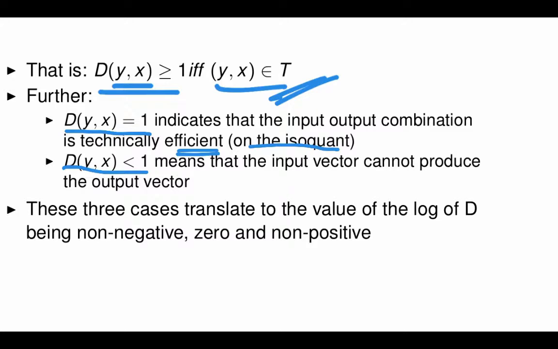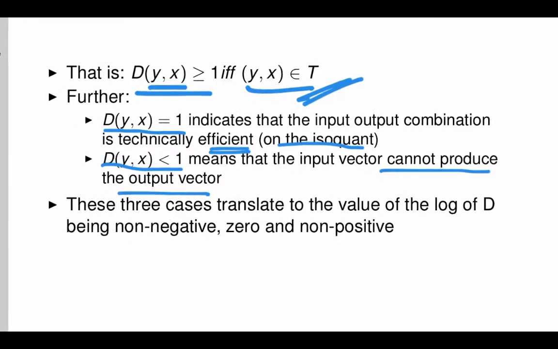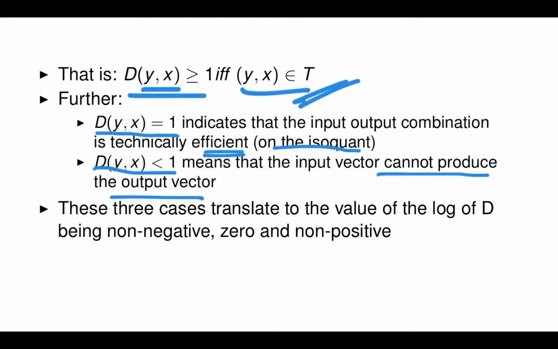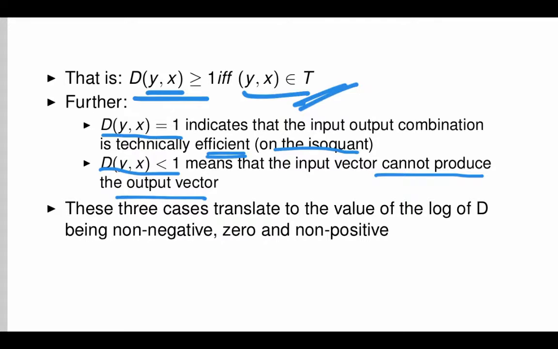However, if the distance function value for an input vector x and output vector y is less than 1, that means we need to scale the input vector by a fraction, meaning that it needs to be bigger to be able to produce y. So as it is, x is not capable of producing the output vector y. So it's not possible to produce y with x. Instead, we need to scale it up by dividing by a fraction. And that's what the distance function is telling us.